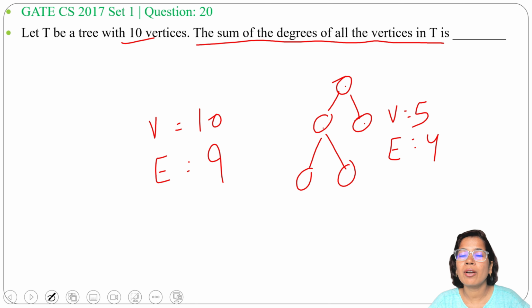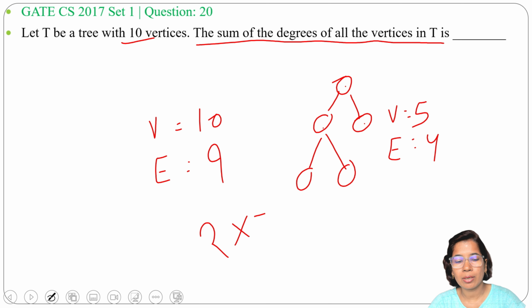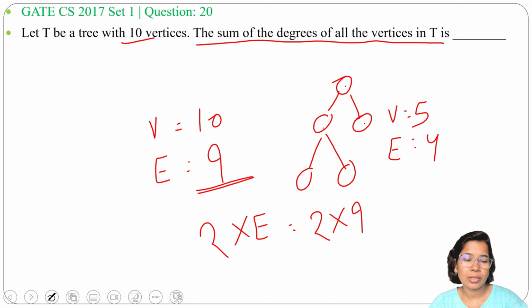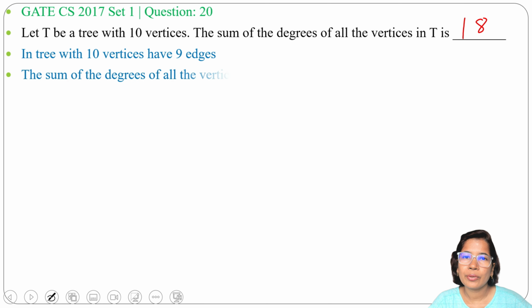So sum of degree of all the vertices in any graph equals 2 multiplied by number of edges. And here number of edges equals 9. 2 multiplied by 9, it's 18. So answer will be 18.